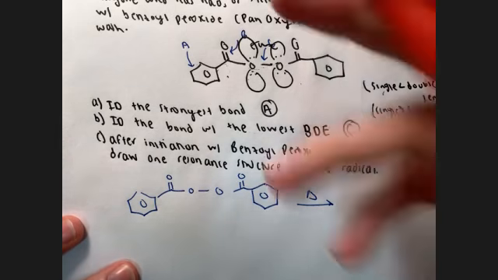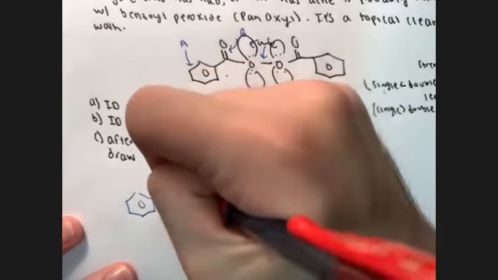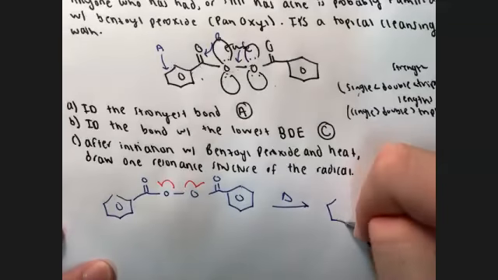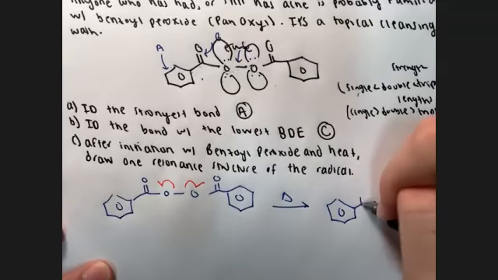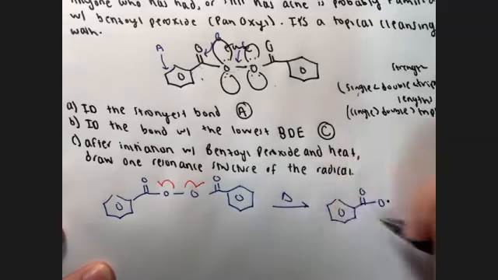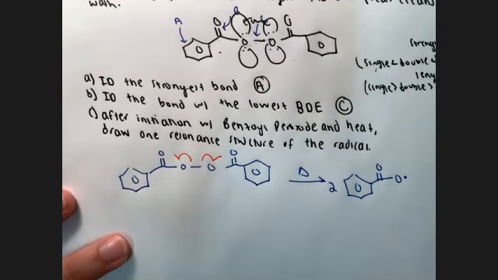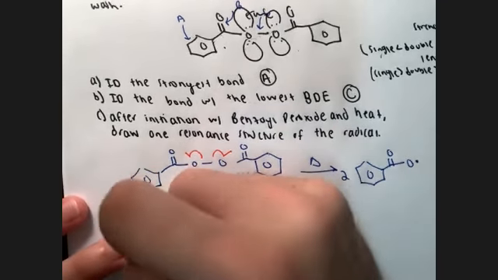So we know our initiation step involves using these fishhook arrows, one electron each. Then we get two equivalents, or two moles, of this radical, so I'll put two of those. The question says, after initiation with benzoyl peroxide and heat, draw one resonance structure. This was very vague. Obviously, you could draw any resonance structure, but let's show that.